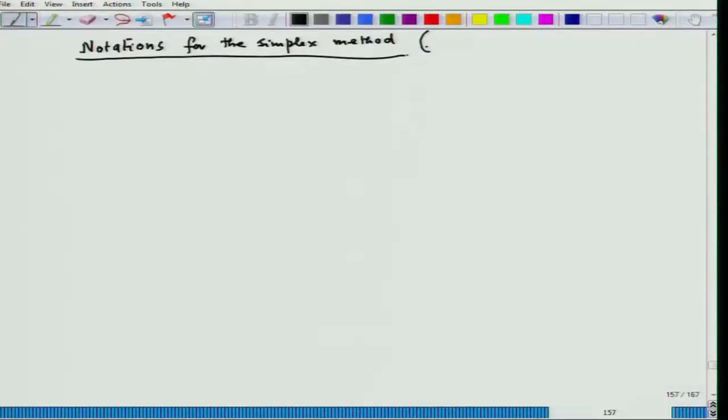Today we will work on a very simple thing. First we will look into the notations for the simplex method. The approach that I take is due to Manfred Padberg, and I take it because I love this approach. Of course, everybody does what he loves. Here there will be certain simplifications of notations, which will make the writing simpler.